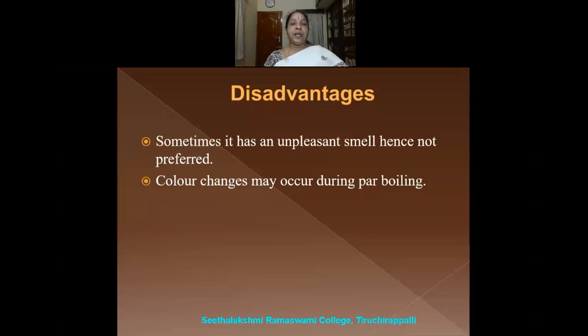Parboiled rice has a lot of nutrients when compared to raw rice, and therefore the parboiled rice is the best rice that we can consume since it is nutritious.